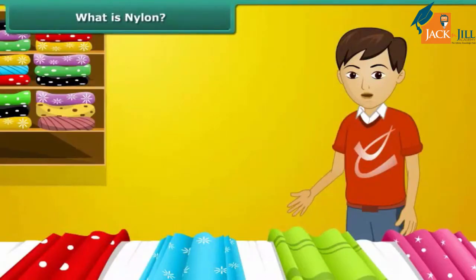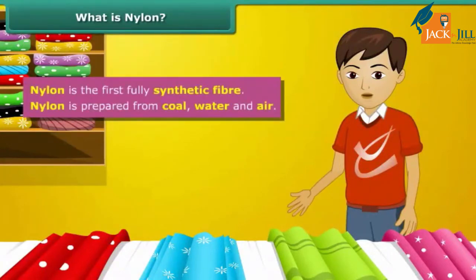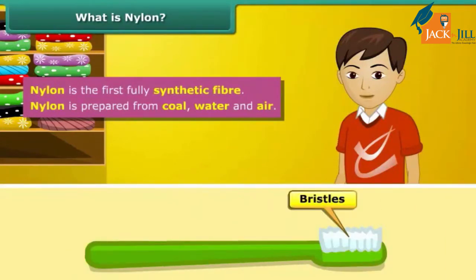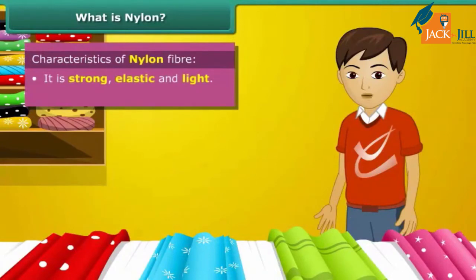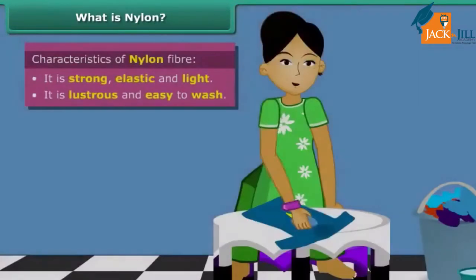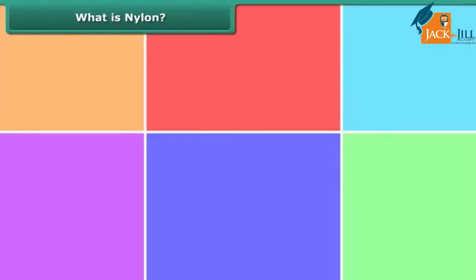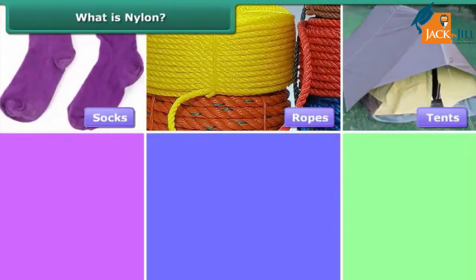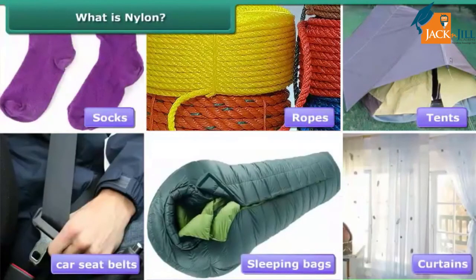Do you know what is the first fully synthetic fiber? Oh yes, it is nylon. The very first nylon product was toothbrush with bristles. Can you think why nylon is so popular for making clothes? Well, nylon fiber is strong, elastic, light, lustrous, and easy to wash. It is used in making many articles such as socks, ropes, tents, car seat belts, sleeping bags, curtains, etc.